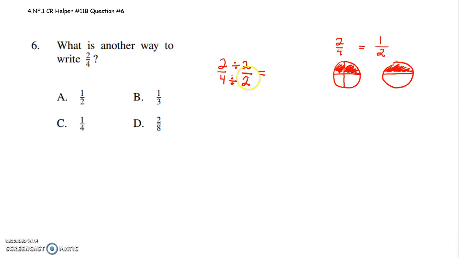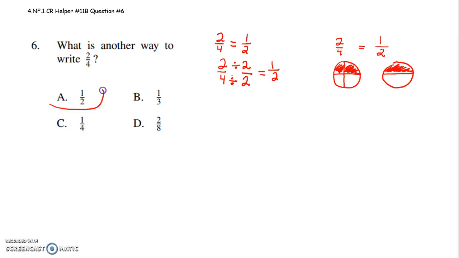So once you decide what to divide the numerator by, you have to divide the denominator by that same number. Or if some of you say, but I chose to divide my denominator by 2, that's great. Then you have to choose to divide the numerator by that same number. 2 divided by 2 is 1. 4 divided by 2 is 2. So that tells you 2/4 is the exact same number as 1/2.